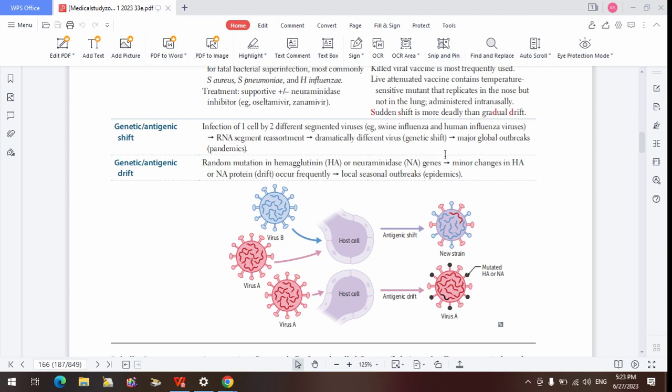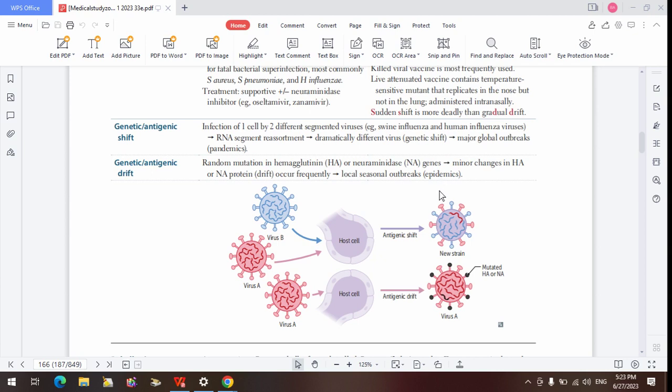So you can see here in the statement, thank God they even put it here, minor changes in the protein for hemagglutinin or neuraminidase. The antibody might not be able to respond to it, but some might respond, some might not respond. So because of some that are not responding, those are the ones that can cause epidemic. That's just what I want you guys to pay attention to.